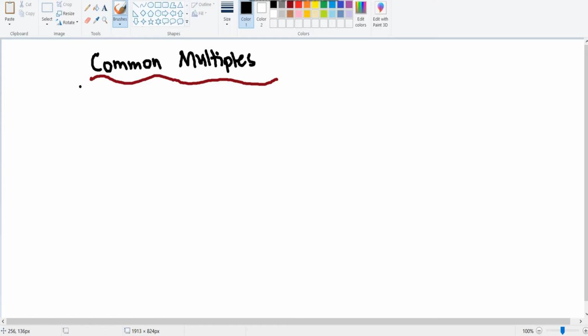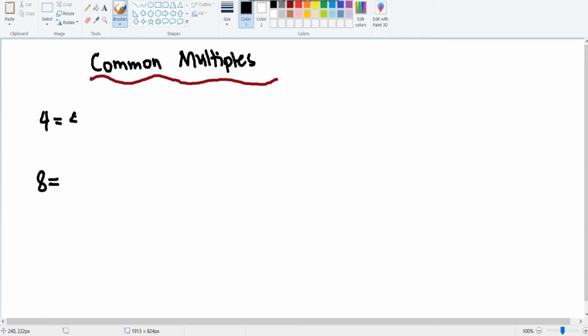So let us start our topic. This time we will discuss common multiples. For example, we have 4 and 8. Now, we have to find their common multiples. When we say common multiples, or when we say multiples, it is all about skip counting. If you memorize your multiplication table, then it is easy for you to find the multiples of each given number. Okay. Now let us start with 4.